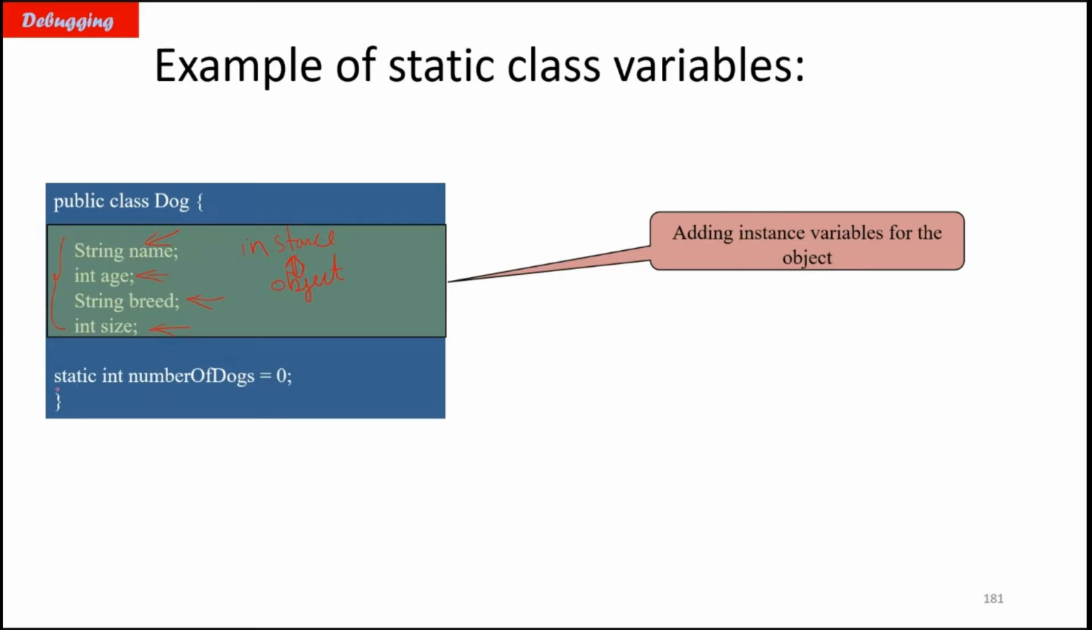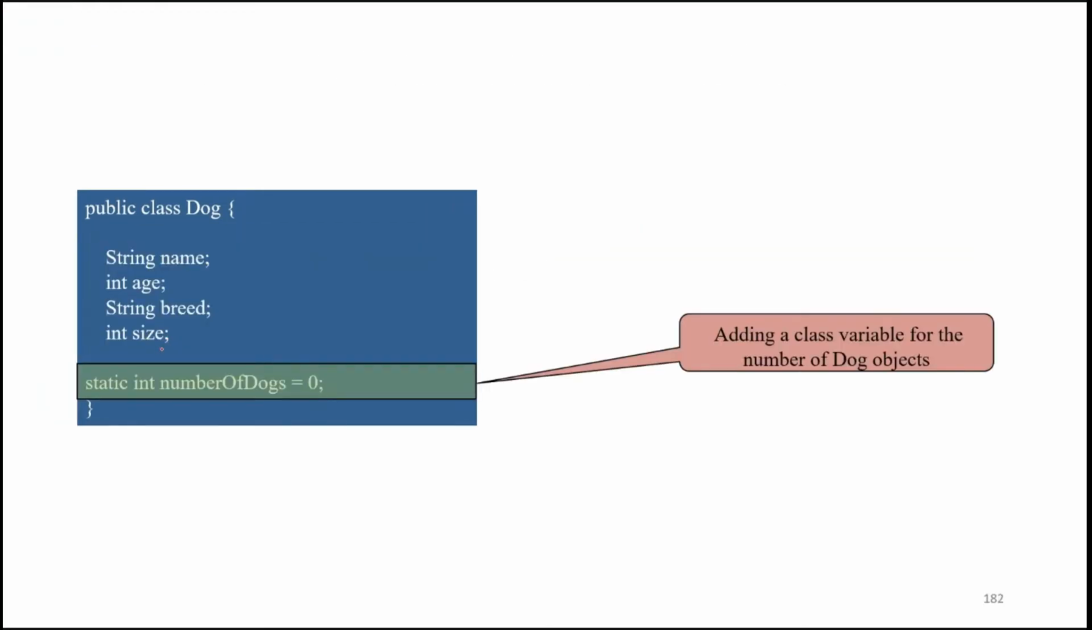But whenever you write static in front of the variable, it will become what? Shared. Now this variable is going to be shared among all the instances. Doesn't matter how many objects you are creating, it is going to be shared among all the instances of Dog objects. I'll give you a more clear cut picture on this. So how can you add this? Adding a class variable for the number of Dog objects, this way you can create it.